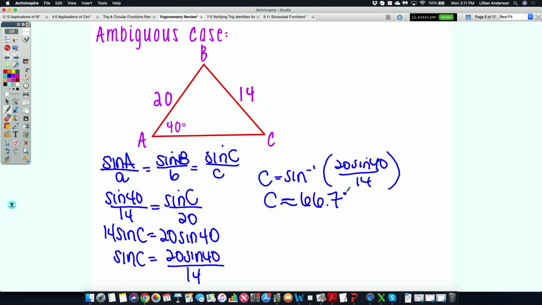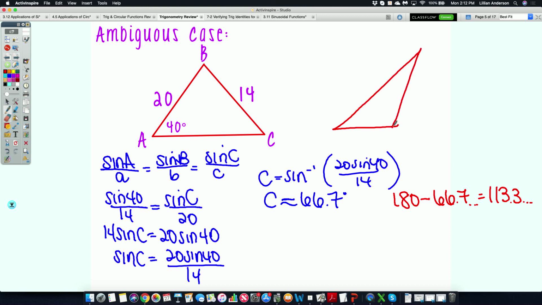We're supposed to find that other angle. And remember, you get it by doing 180 minus the angle C that you found. What's 180 minus the 66.7 number that you got? 113.3 and some change. So this is where you would have a second triangle.